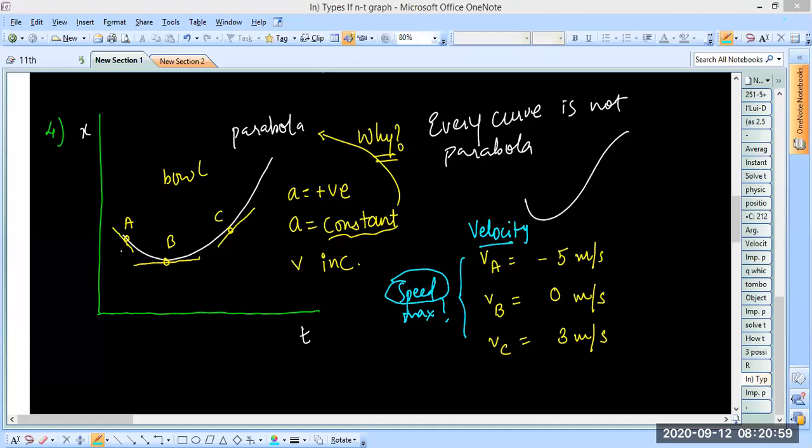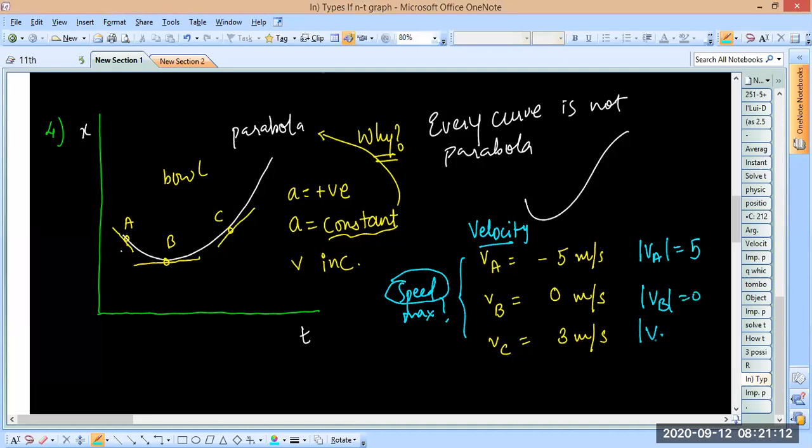Correct. Some people are still saying C. Arey bhai, arey. The magnitude or modulus of this is 5. This is a good 0, and this is a good 3. So which is more? Obviously, this one is more, right? This one. All right. So where is the speed maximum? At A. Don't be fooled by minus. This minus is indicating direction.